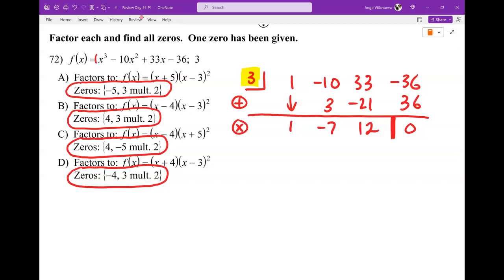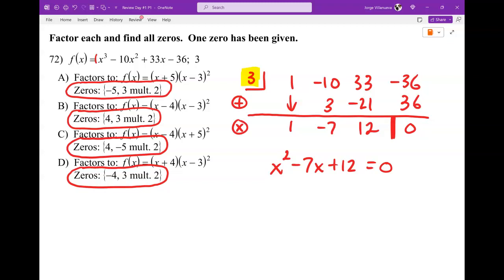All right, to find the other ones, I'm going to write this. Now, I get that statement from my quotient, right? The 1, negative 7, 12 on the bottom. I get the x squared, the x, and the 12 because since my highest power is x cubed, you always got to drop it by 1, right? That's what you start with, not x cubed. You start with x squared. So I write 1x squared minus 7x plus 12, and I'm going to set that equal to 0 and solve.